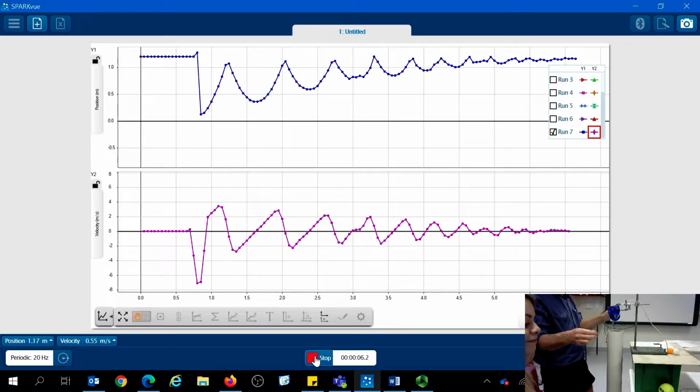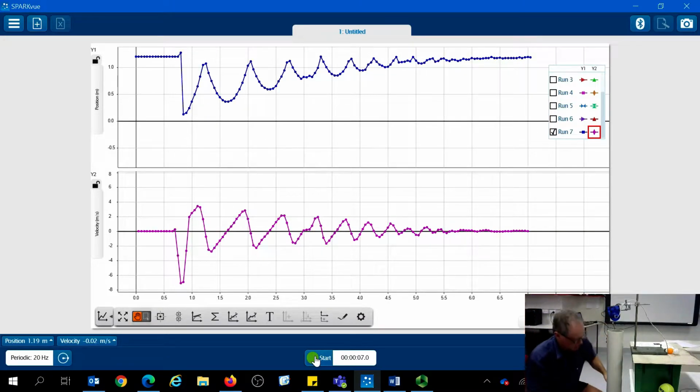Lovely. Good. And we'll try a ping pong ball, which didn't work when we were setting things up, but let's try it again anyway. Well, ping pong ball with holes in.